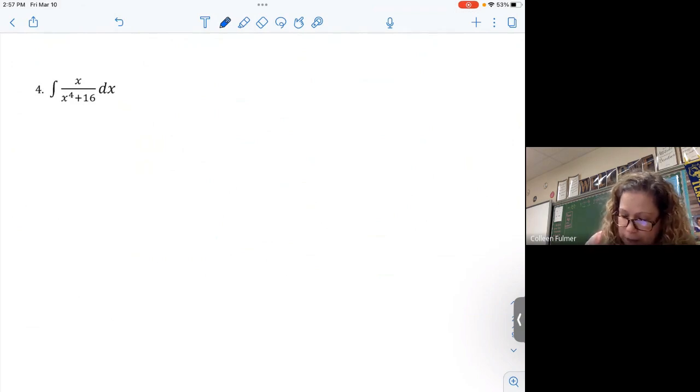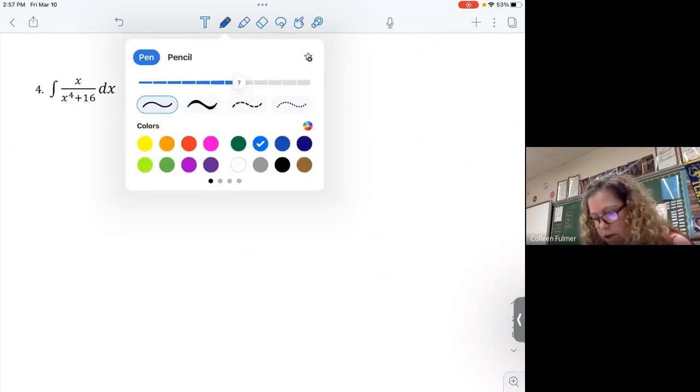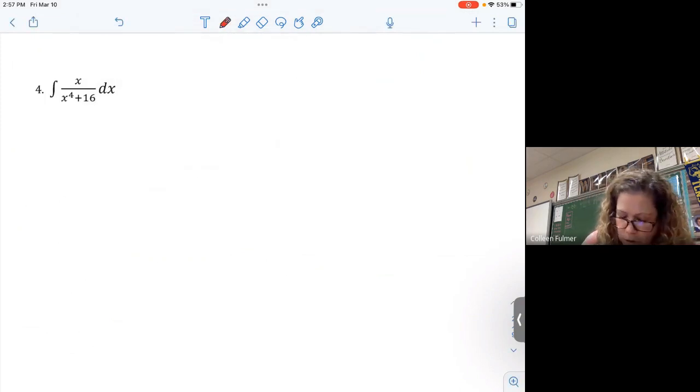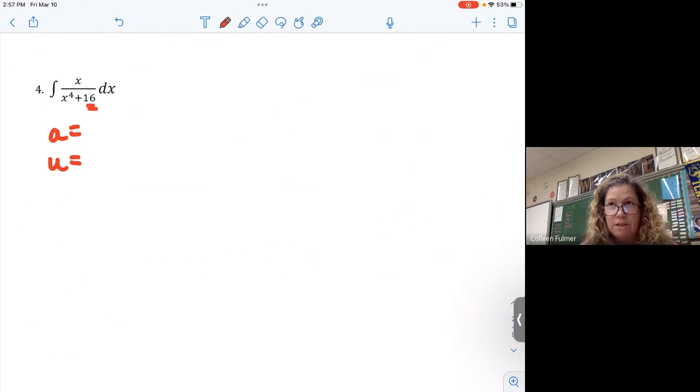All right, last inverse tangent problem. I'm going to go with red for this one. I got stuff flipped around, but that's okay because with addition, you're allowed to change the order. You could think of this as 16 plus x to the 4th, but I'm going to leave it as x to the 4th plus 16, just to make my life a little bit easier. So again, I have to figure out my a and my u. My a comes from the 16. If a squared is 16, then a is 4. My u comes from the x to the 4th. So if u squared is x to the 4th, then u is x squared.